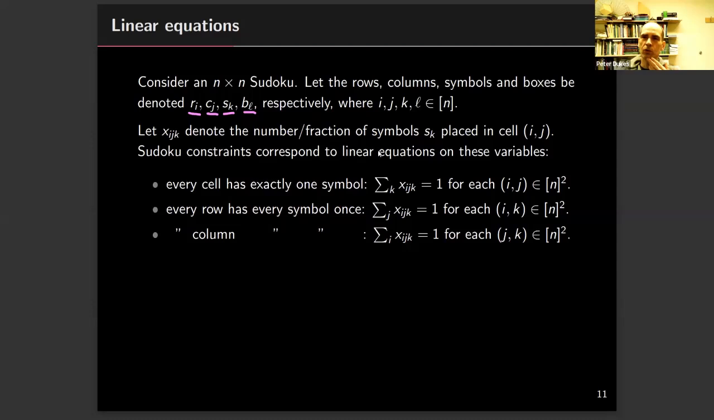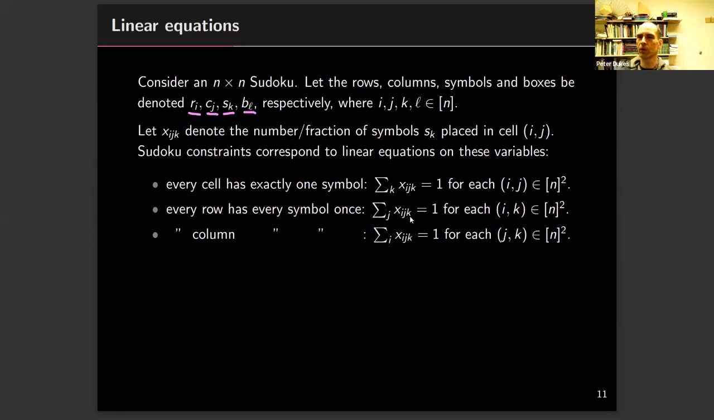Now, Sudoku constraints correspond to linear equations on these Xijks. For instance, every cell having exactly one symbol. You might not think that's necessary, but in the fractional relaxation, it will turn out that these Xijks will be allowed to take on non-zero-one values. But anyway, we want 1 for each Ij pair. So each row column pair, I need 1 symbol. For each Ik pair, that's a choice of a row and a symbol, I would like that symbol to occur somewhere in that row.